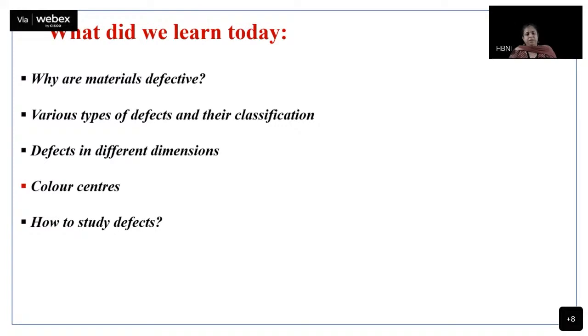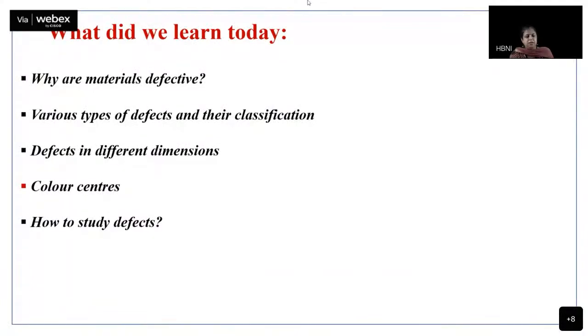So, just to summarize, what did we do today? We studied why materials are defective at all. Then we also studied various types of defects and how they can be classified. Then we studied how we can classify the defects on the basis of dimensions, and we studied in a little more detail color centers and how we can study the defects. Okay. Beyond that, if you have any questions, anything, please write to me, or if you want, I think we have 5 minutes. We can still discuss that.